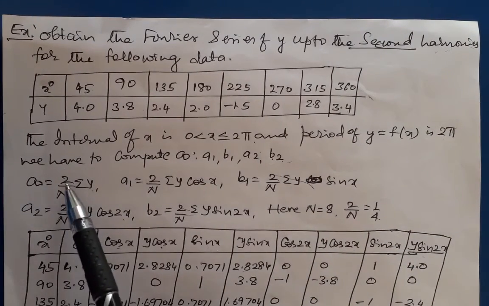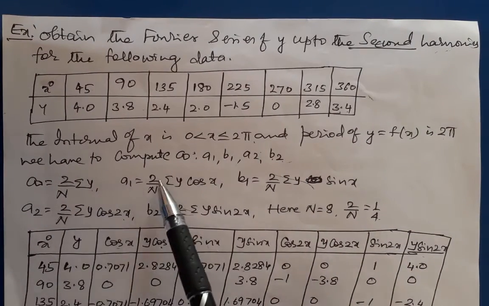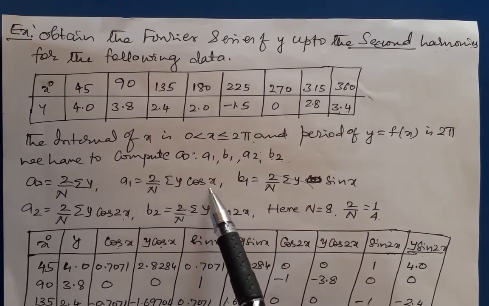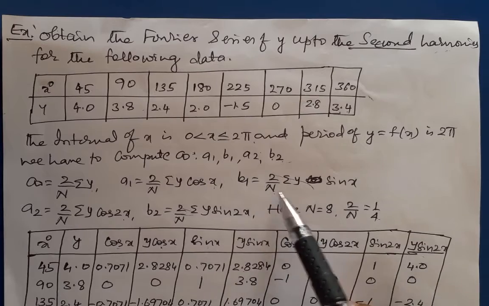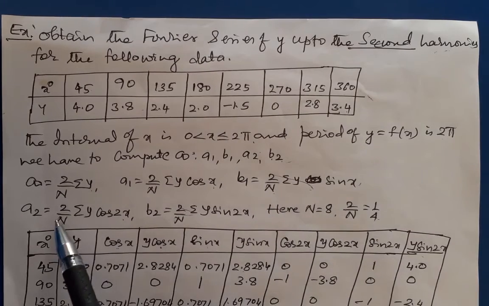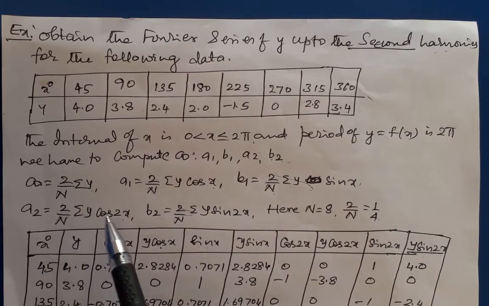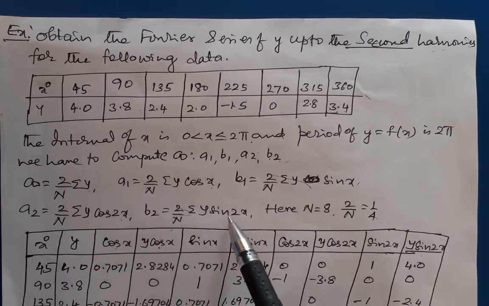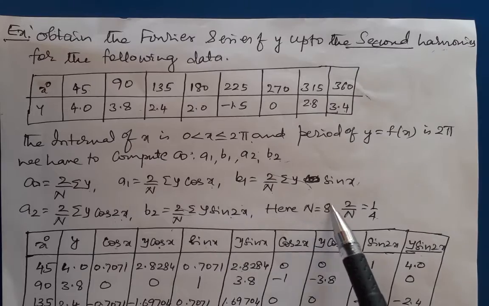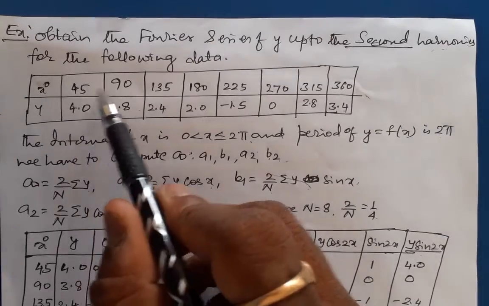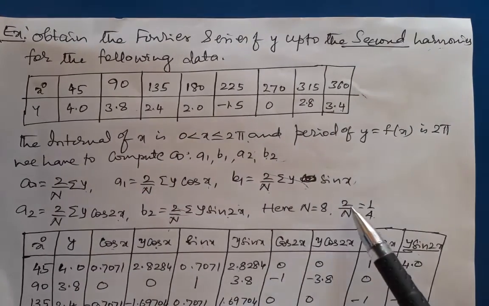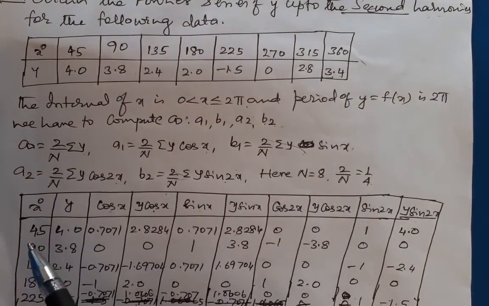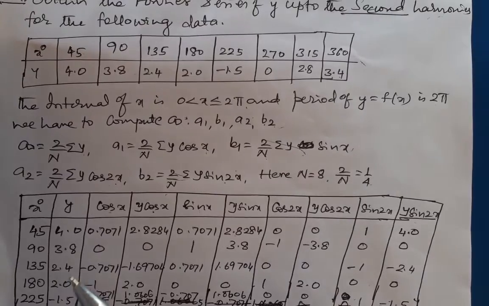Next, a0 is 2 upon n summation y. a1 is 2 upon n summation y cos x. b1 is 2 upon n summation y sin x. a2 is 2 upon n summation y cos 2x. Observe here, b2 is 2 upon n summation y sin 2x. Here n is equal to 8, which means the number of values of x shown in the table, and 2 upon n equals 1 upon 4.